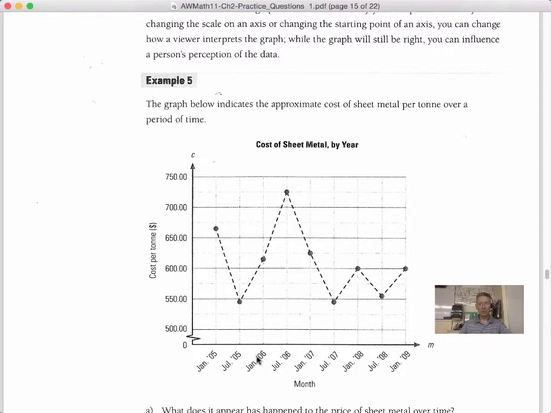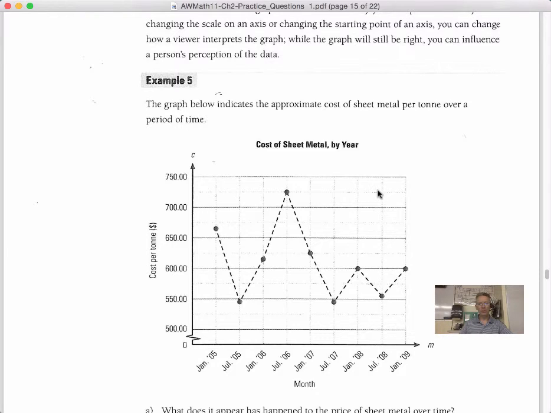The horizontal axis here is one box is equivalent to 6 months at a time, and the vertical axis is one box is $25. This is showing cost per ton versus month of the cost of sheet metal. So the units here are really dollars per month.